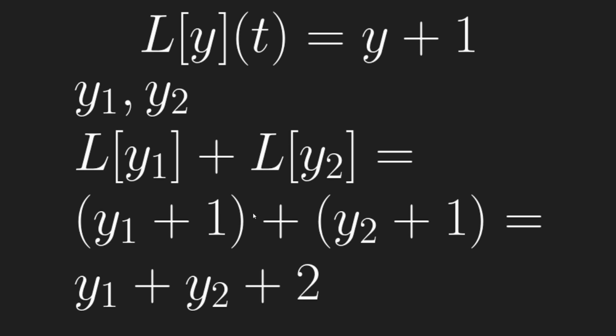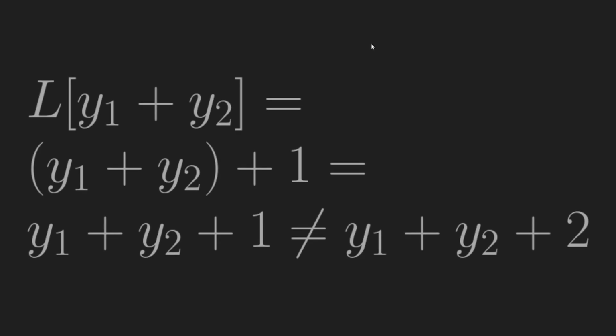So what we're going to test for now is if L of y1 plus y2 is the same as this, right? So when we do L of y1 plus y2, we're going to replace y with y1 plus y2. And then we get this. It's not the same as what we got on the last slide. So it's not linear. None of our tips or tricks are going to work. Boo-hoo. Too bad. I hate this operator. I'm just kidding. I love it.